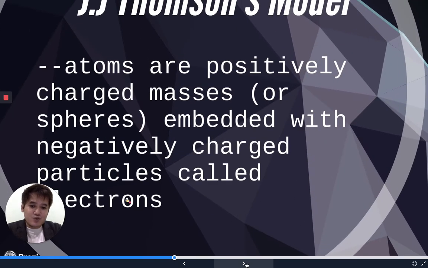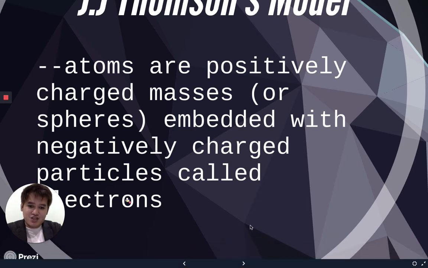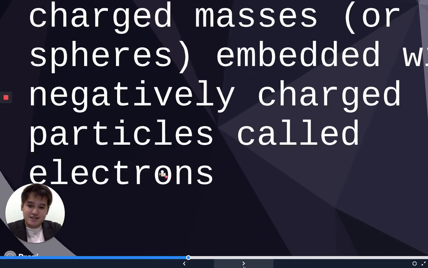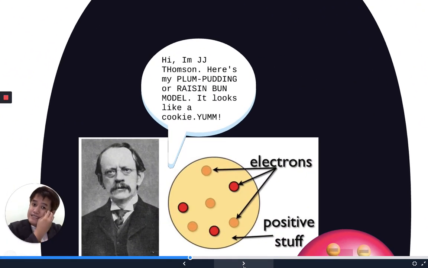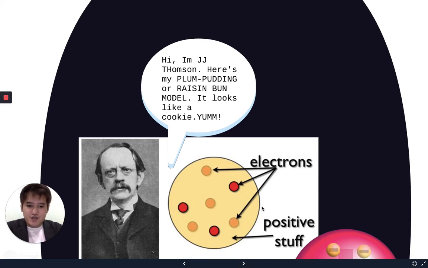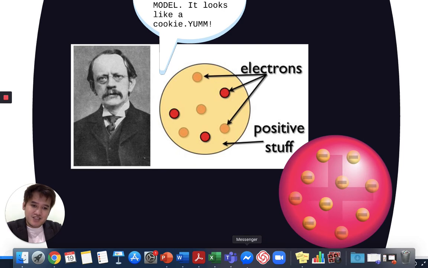J.J. Thomson hypothesized that atoms are positively charged masses, or spheres, embedded with negatively charged particles called electrons. He called his model the plum pudding or raisin bun model. It looks like a cookie. So, a positively charged sphere with negatively charged particles. Another representation of that is here, the pink sphere.